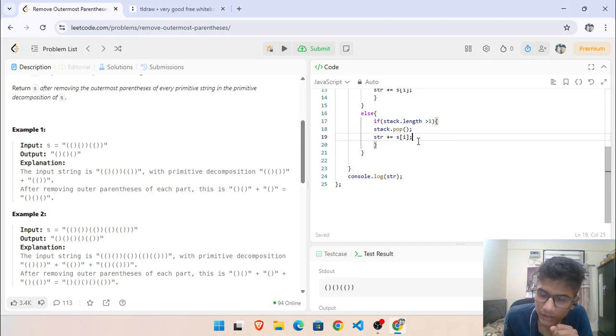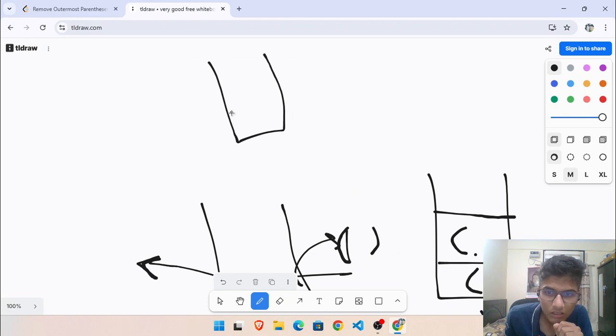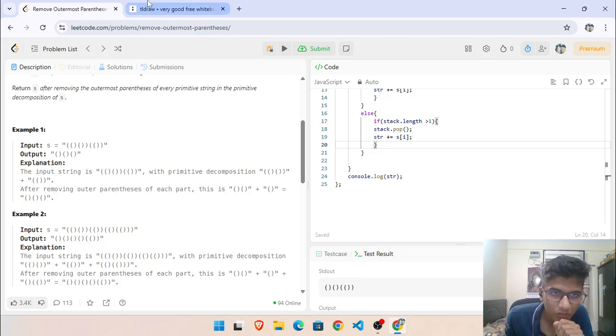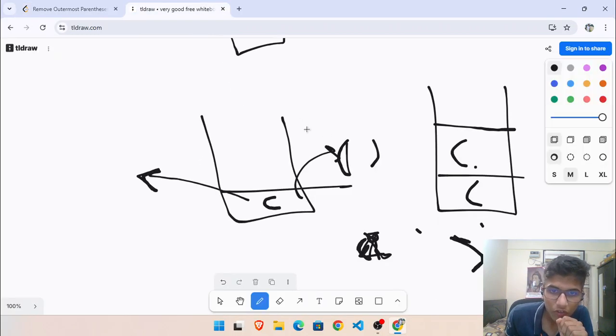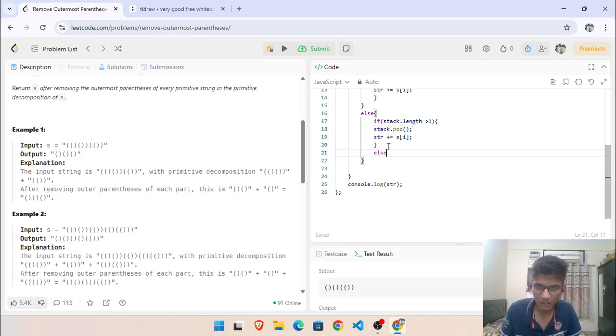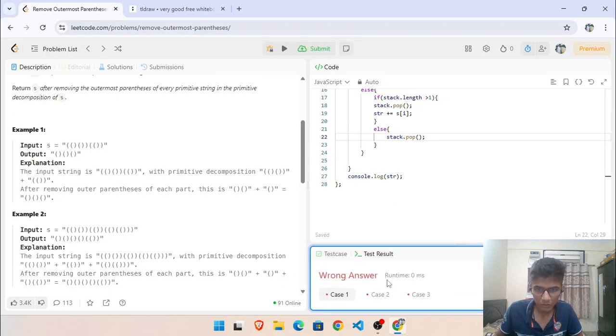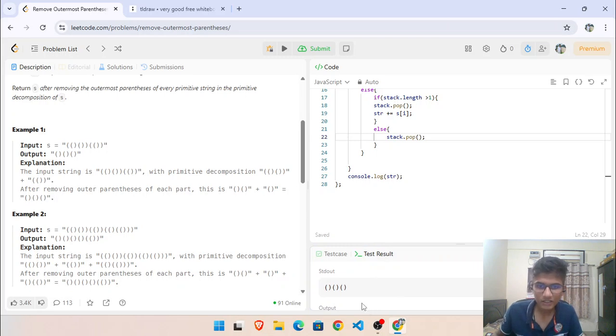Yes. And now suppose we are popping this. Now our stack is like this. Yes, I got why my code was not working. Now I will have to pop this thing also. Stack.pop. Else, let me do it. Stack.pop. If it is not this, stack.pop. Yes. I hope this will work fine now. Yes, see, this is working fine.